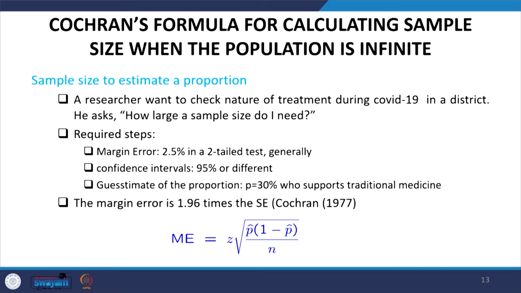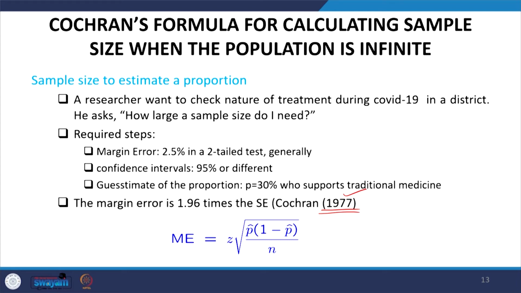Another suggestion is given by Cochran: a formula for calculating sample size when the population is infinite. It has given another formula. You can follow this example. I am not emphasizing much on it. It has simplified the formula. Cochran 77, the earlier suggestions.